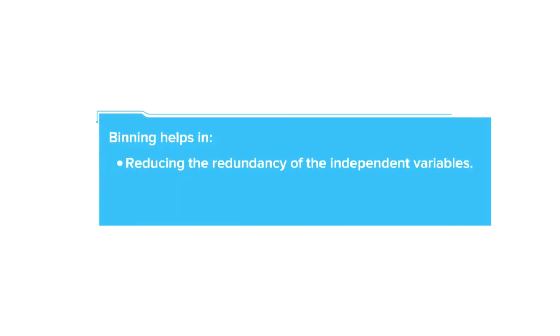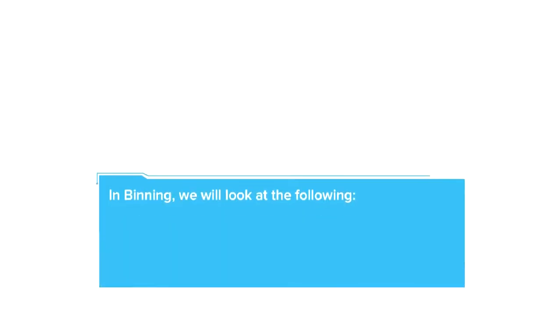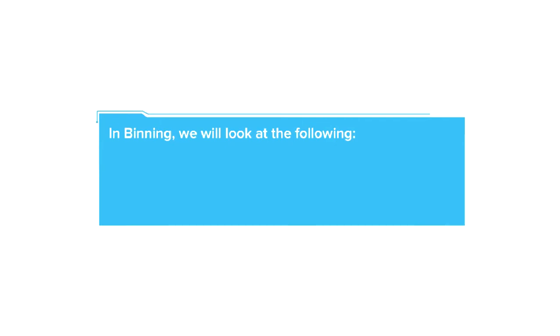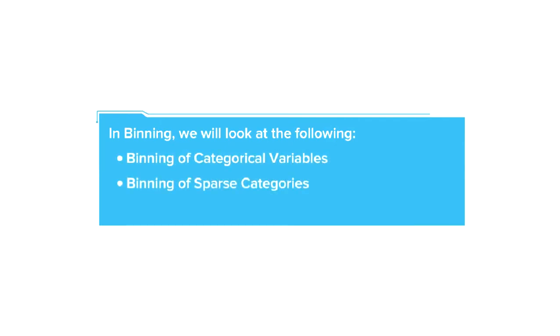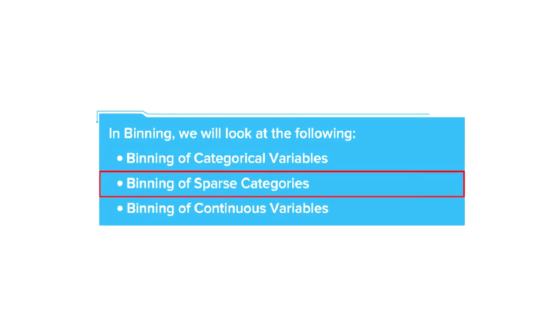Binning not only helps in reducing the redundancy of the independent variables, it also helps in carrying out one-hot encoding or creating the dummy variables. In binning, we will look at the following: binning of categorical variables, binning of sparse categories, binning of continuous variables. We saw binning of categorical variables when we binned zip codes into groups in the previous module. In case you have forgotten what we did and why, it is a good time to go and revisit that topic again. Next, let's look at binning of sparse categories.